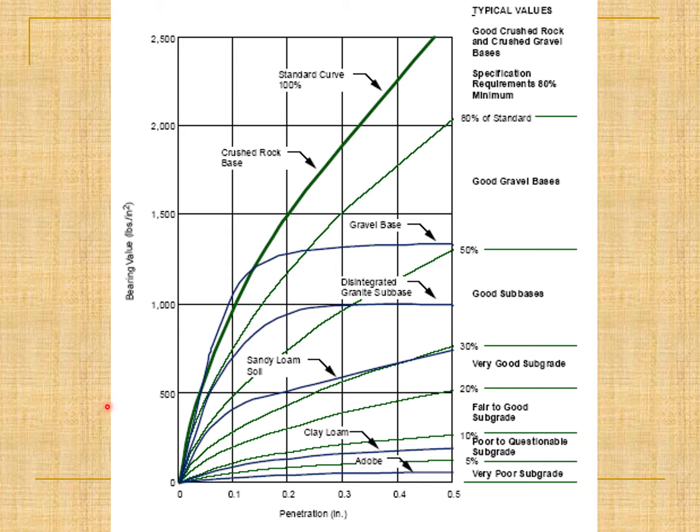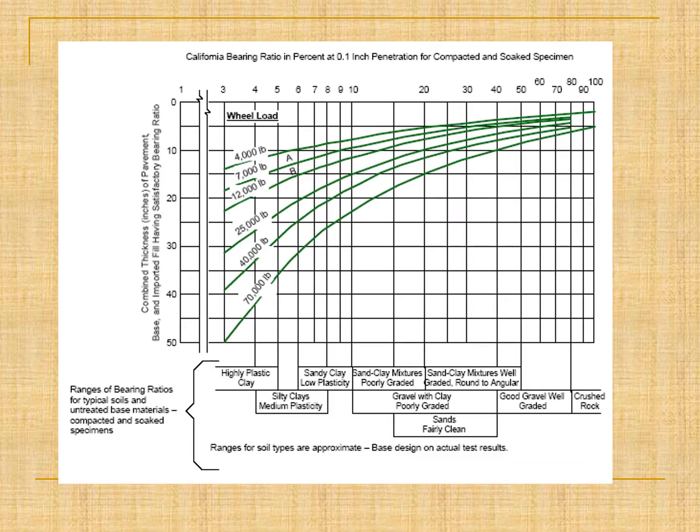Now here on this slide you can see the pressure versus penetration curves for different materials, and this curve is meant for the standard crushed rock. Here you can see that it takes the maximum pressure that can be applied, so it is the best type of material that we have. That's why we are using this one as the standard crushed rock in the determination of the CBR value. And these are the design curves corresponding to different wheel loads, and by considering the design CBR values we can determine the thickness of construction above that material for different wheel loads.